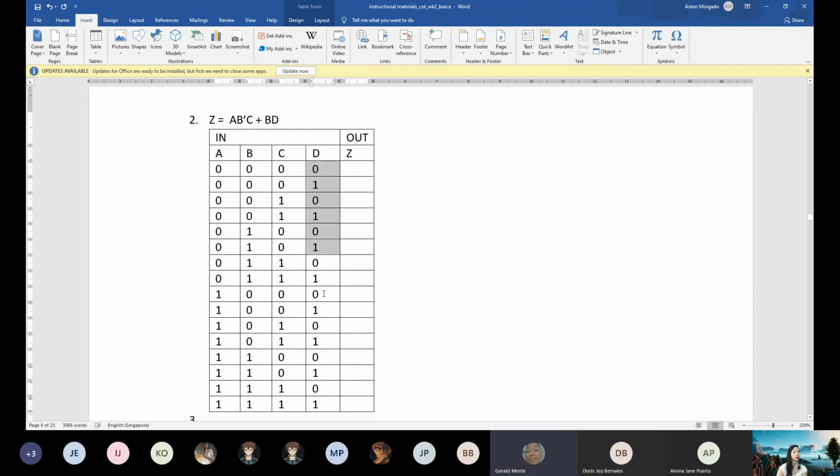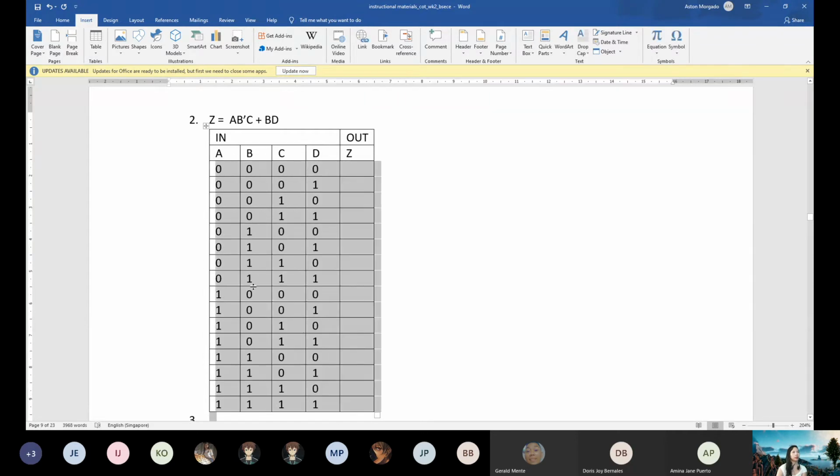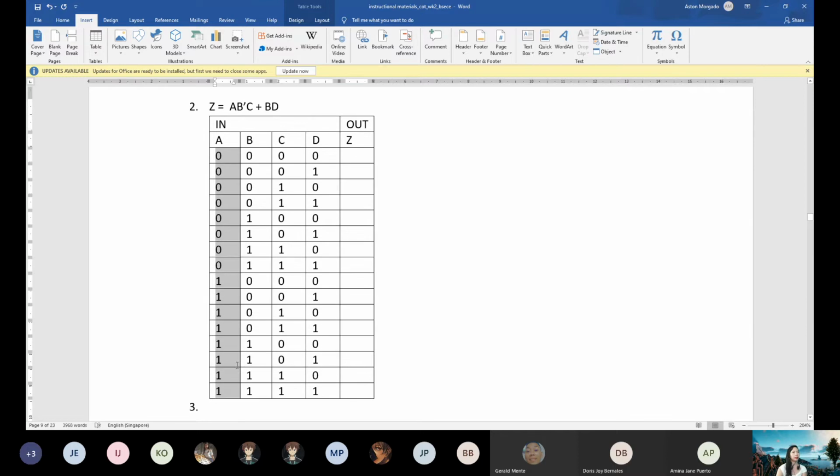In this column, it's always alternating: 0, 1, 0, 1. Then the second column, you repeat 0 twice, then 1 twice: two 0s, two 1s, two 0s, two 1s. This one is 4 times: 4 zeros, 4 ones, 4 zeros, 4 ones. Then for this column, repeat the 0 8 times: 8 zeros, 8 ones.